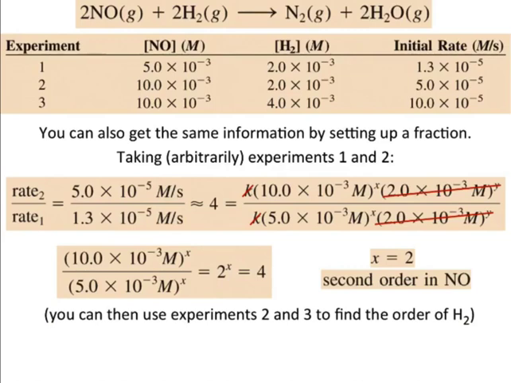So you can do this as well, perfectly fine if you do this on a test, no problem. It's just a lot longer of math and writing as opposed to just looking at this and saying, huh, if I double the nitric oxide concentration, I quadruple the rate. Check that out.